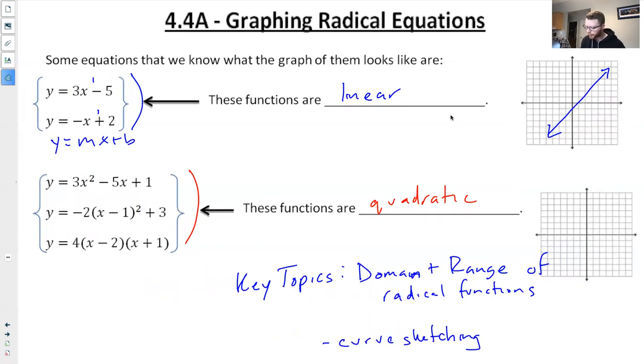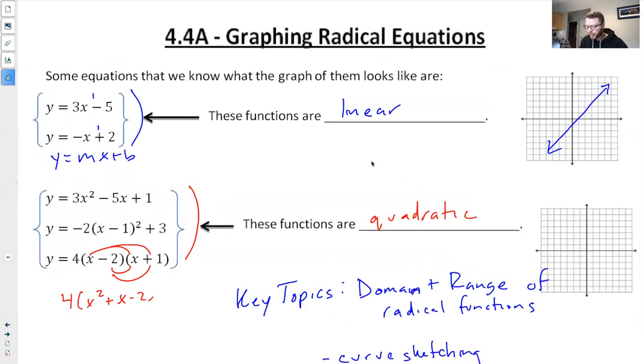Sometimes we might need to expand the brackets to allow us to identify it as a quadratic. So this bottom one, we would just expand using FOIL. We would get 4x squared plus x minus 2x minus 2. Combine our like terms, so we get 4x squared minus x minus 2. Now we can distribute that 4 in there, and we will get 4x squared minus 4x minus 8. Again, quadratic, the degree on our variable is 2. Sometimes we just need to expand to rewrite it.